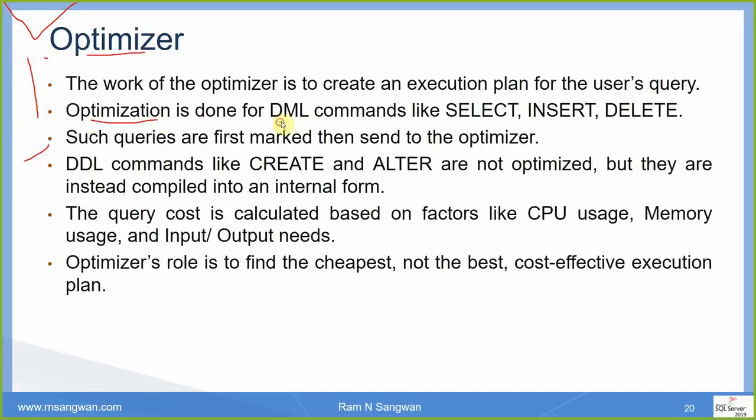So optimization is done for DML like select, insert and delete. Such queries are first marked and then sent to the optimizer. DDL commands like create and alter are not optimized, but they are instead compiled into an internal form. The query cost is calculated based on factors like CPU usage, memory usage, and input-output needs. Its role is to find the cheapest, not the best, cost-effective execution plan.